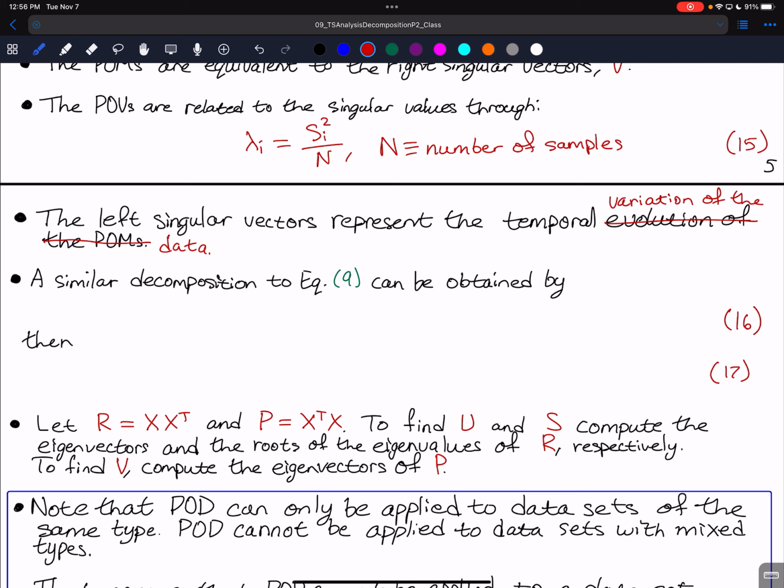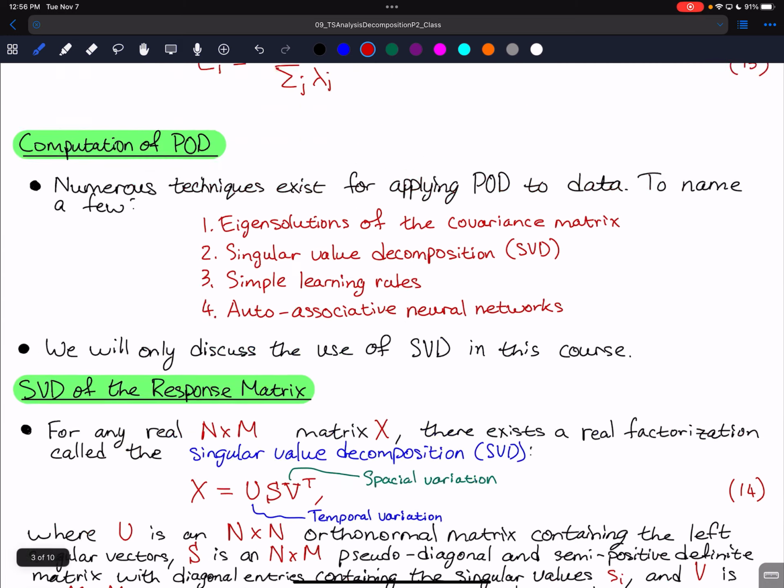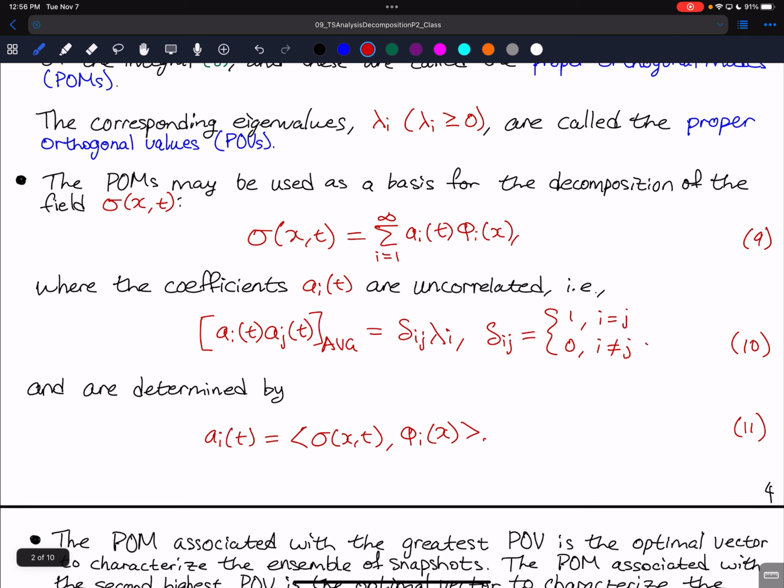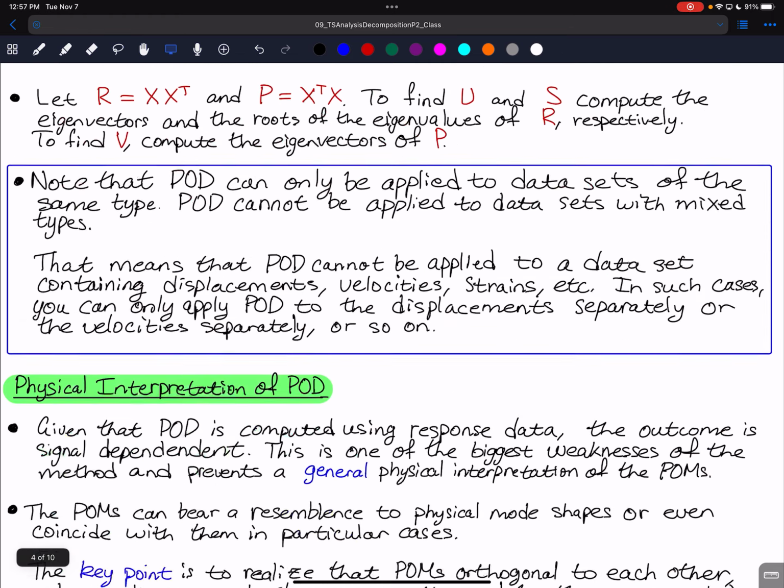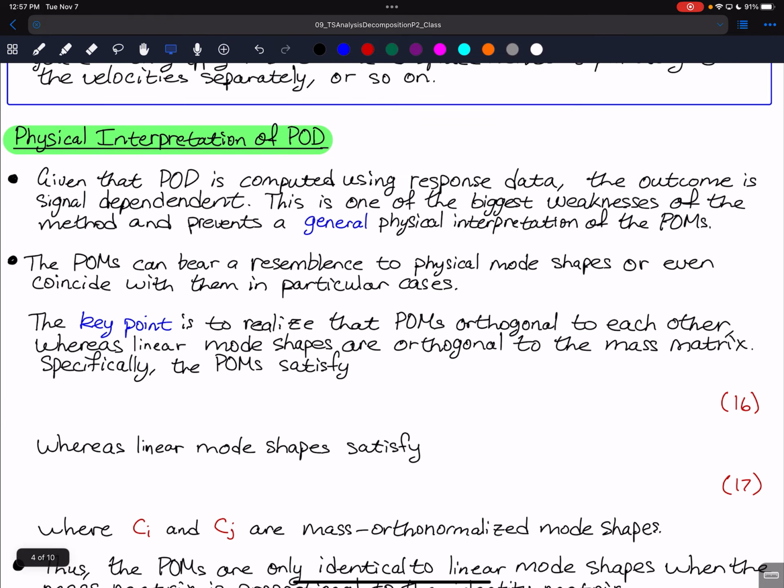Okay, so I'm going to briefly scroll up to equation 9 here. Previously we created this decomposition where we had some time varying component A_i(t). We're going to build a similar decomposition using the singular value decomposition.